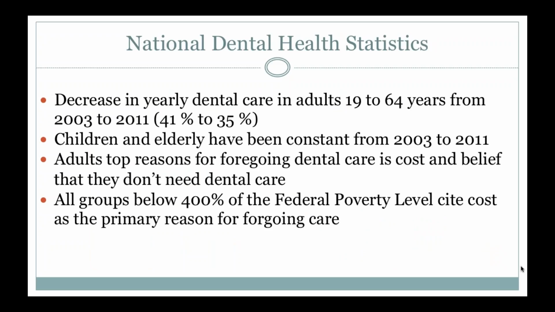Some national health statistics that are of interest: there has been a decrease in yearly dental care in adults aged 19 to 64 from 2003 to 2011. However, children and elderly have been constant during this time period. And this national survey found that adults' top reasons for foregoing dental care were cost and belief that they don't need dental care. Also found in the survey was that those below 400% of the federal poverty line, or lower income patients, cited cost as the primary reason for foregoing care.